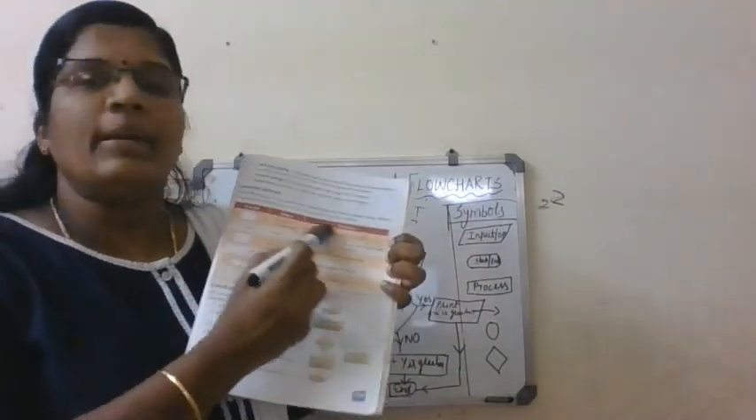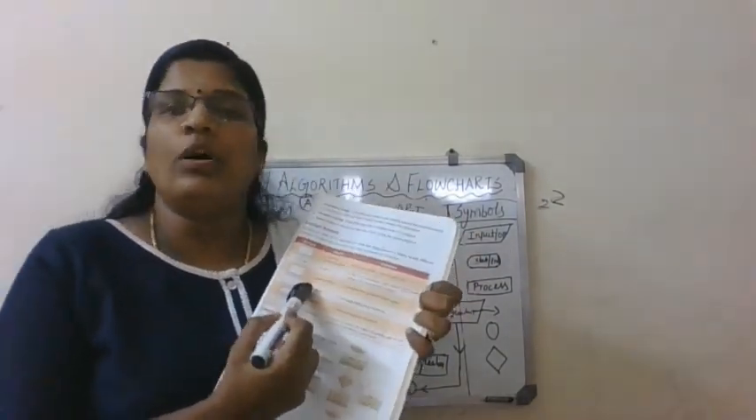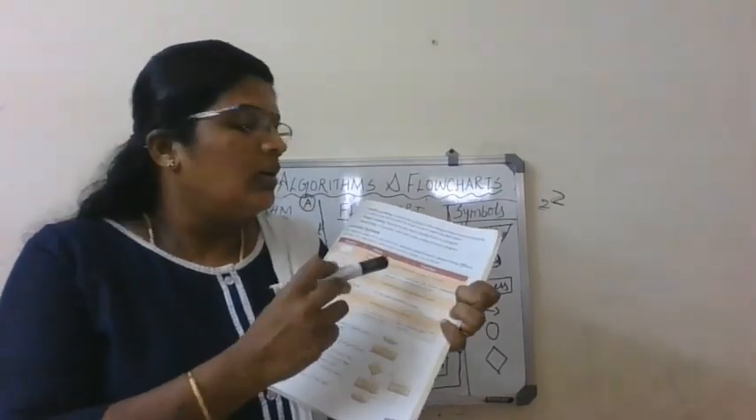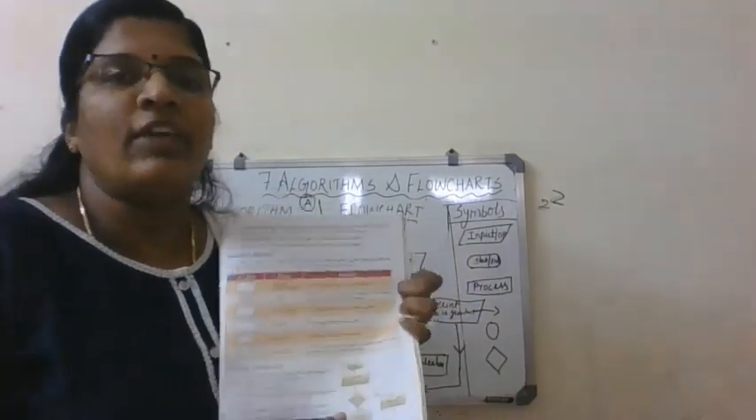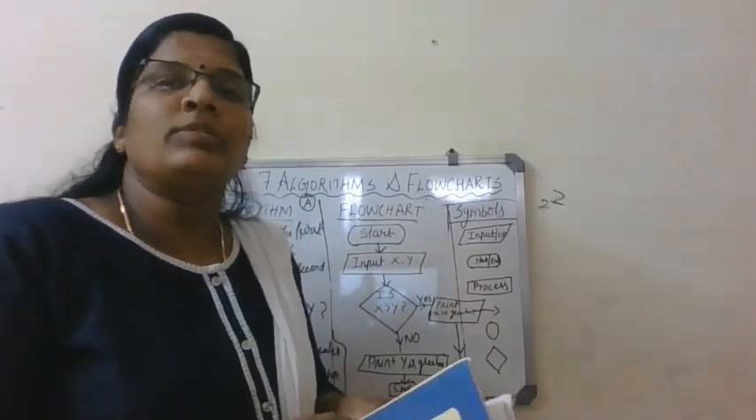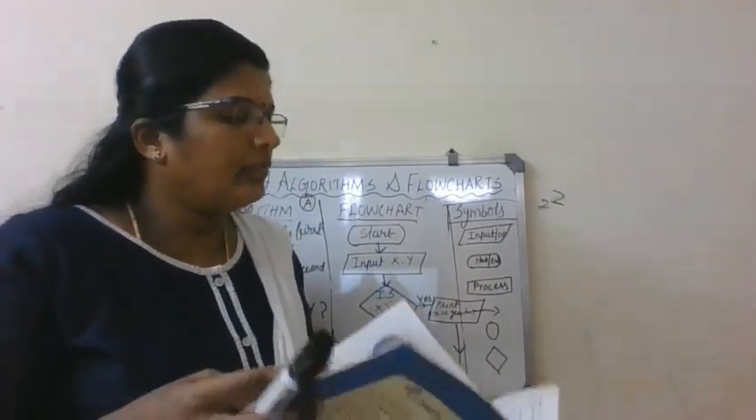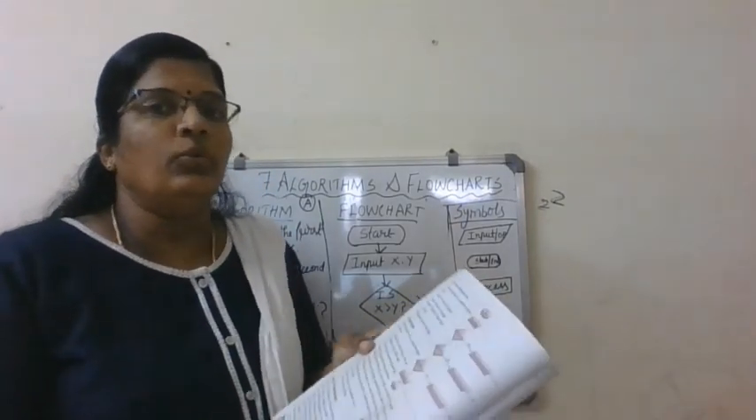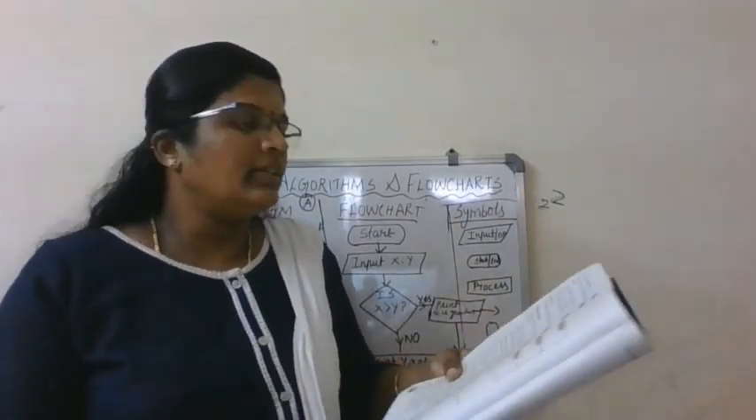Then you can see the symbols are given here in your textbook. You have to study these boxes, the symbol and then its function, everything you have to study. Then they have given sample programs with the flowcharts. Then flowchart rules. It's easy to read and understand.